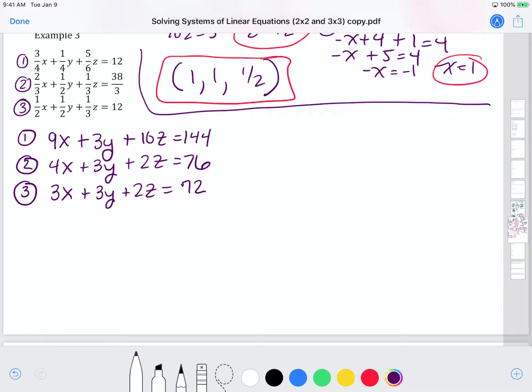So we had to do some prep work first to set it up before we started trying to eliminate variables. If you notice, all of the y's would be easy to eliminate because they're all 3's. So I would just have to switch all the signs to make one a -3 and one a +3. So I'm going to pick equation 1 and equation 2. I'm going to take equation 1 and multiply through by a -1. Then I'm going to carry down equation 2.